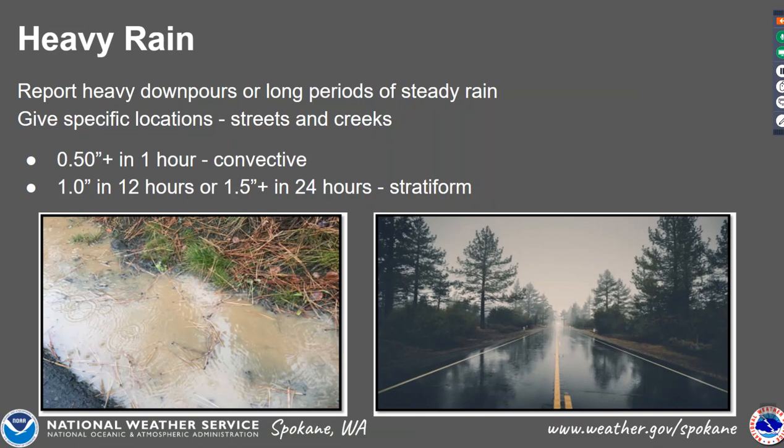Heavy rain we can see in the wintertime, like we're seeing right now. Even though it's fall, we're seeing that occur in the Cascades today, and it'll shift tonight into tomorrow into North Idaho. So heavy downpours over long periods of time: a half an inch in an hour, an inch or more in 12 hours, or an inch and a half in 24 hours. Most of the wintertime precipitation we see is considered stratiform, so you would use this criteria. Convective would be typically spring and summertime storms, thunderstorms and such.